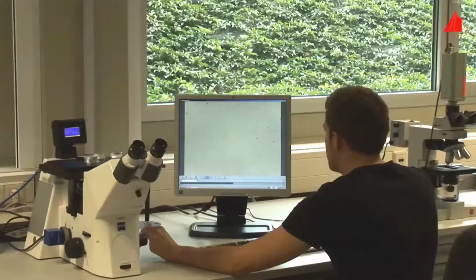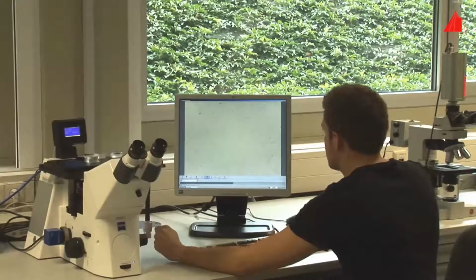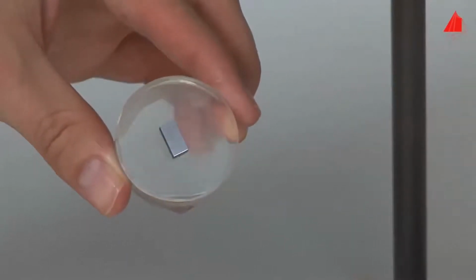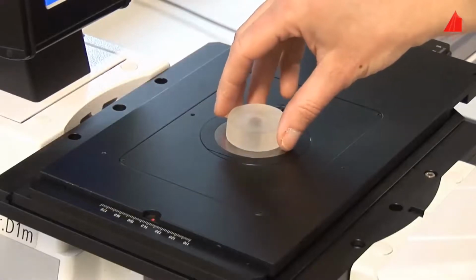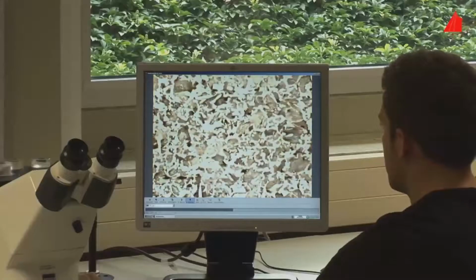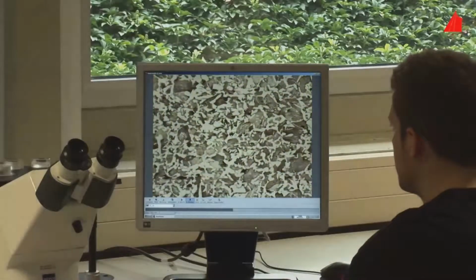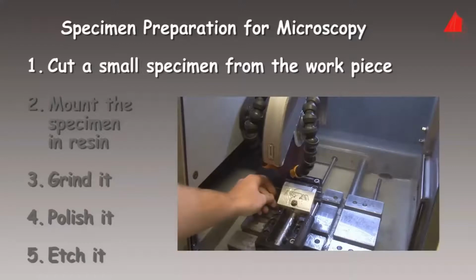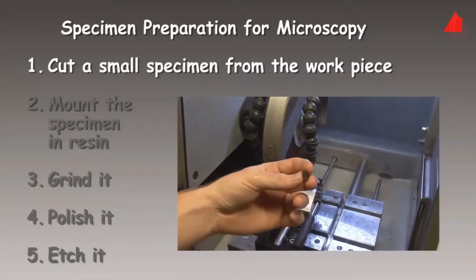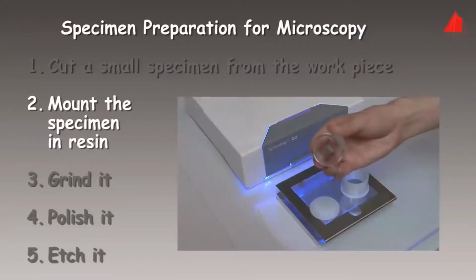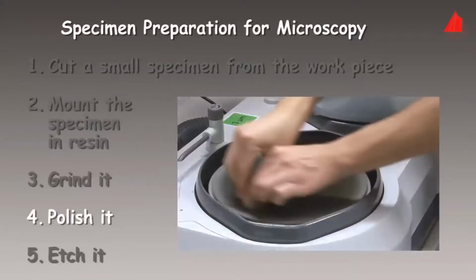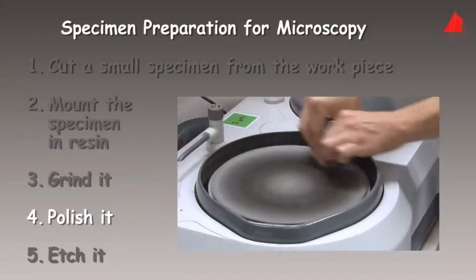In this video, we would like to introduce the microscopic techniques of metallography. Microscopic means to investigate a workpiece at higher magnification, usually with a light microscope. To have a look at the inside, the material has to be prepared properly, and this is how it is done. First of all, a small specimen has to be cut from the actual workpiece. The specimen is mounted in resin, ground in several stages, polished in several stages, and finally etched.